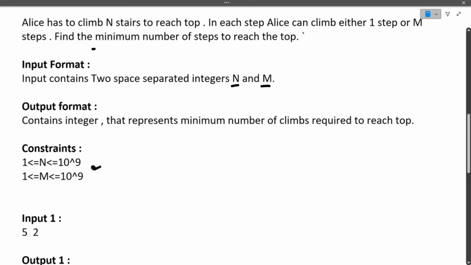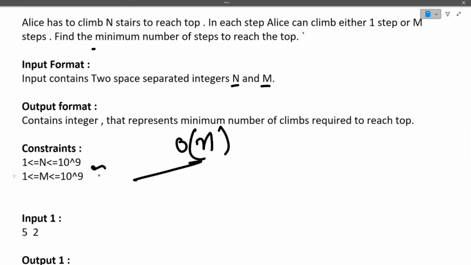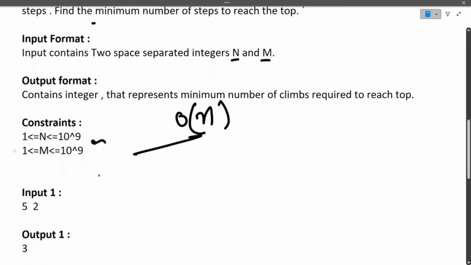So it means the maximum time complexity that we can use in our solution is big O of log n. Okay, sorry, not log n. So the maximum time complexity that we can achieve is big O of n. So we cannot go to n square, n log n, or n cube. Maximum time complexity is big O of n because of the constraint. So let's just see the input and output first.